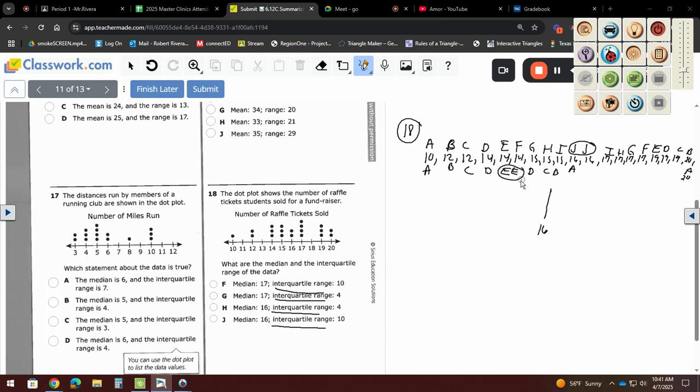Again, there's 2 in the middle, but they happen to be the same ones. So when they're the same ones, guys, if you add and divide by 2, you're going to get the same answer, just so you know. So 14 is the Q1, the lower quartile.